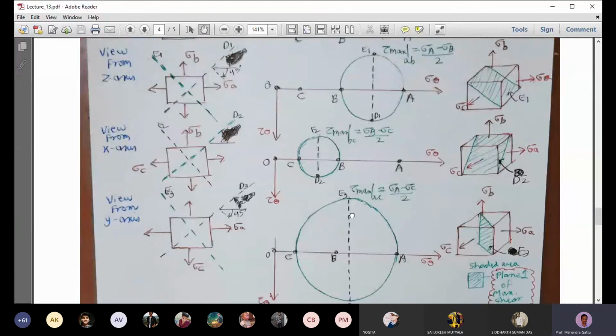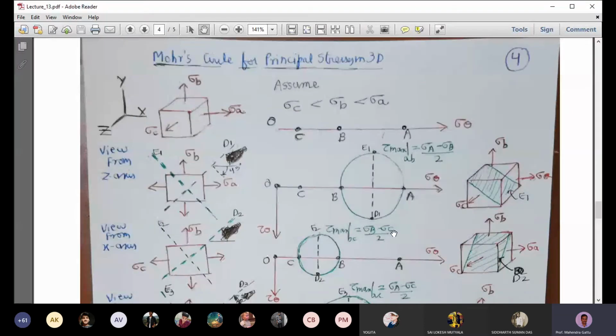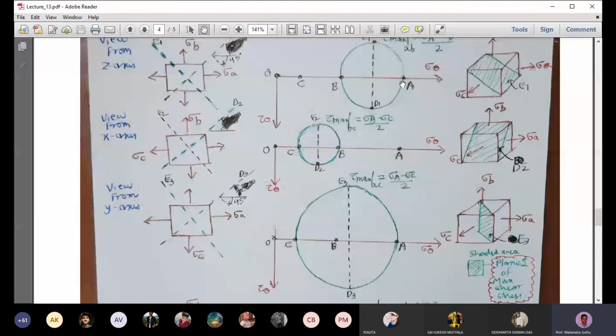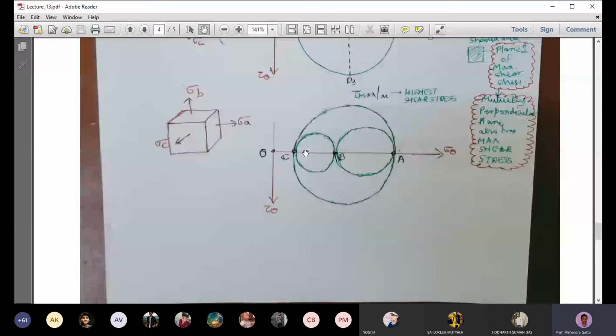So what we can do is combine all these three Mohr circles, and we can get the final one. So we have sigma A, sigma B, and sigma C. So we have sigma theta axis, tau theta axis, and when you are looking from the z axis, you are getting the corresponding Mohr circle, which is AB, and when you are looking from the x axis, you are getting the Mohr circle BC, and when you are looking from the top, that is the y axis, you are getting the largest Mohr circle, which is AC.